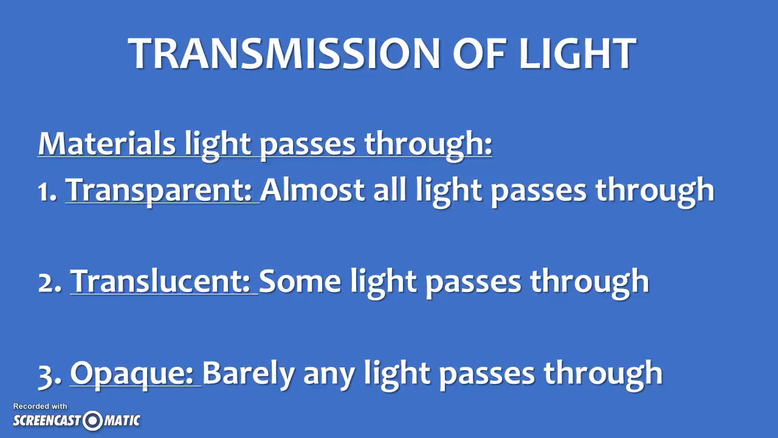So there's different materials that light can pass through. There's transparent, translucent, and opaque. Transparent means that almost all of the light passes through it. Translucent means that some light passes through. And opaque means barely any light passes through.